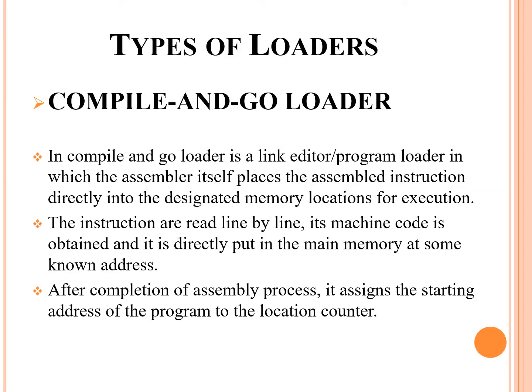Now coming to the types of loaders. The first one is the compile and go loader. In a compile and go loader, which is a link editor or program loader, the assembler itself pastes the assembled instructions directly into a designated memory location for execution. The instructions are read line by line, and the machine code is obtained and directly put into main memory at some known address. After completion of the assembly process, it assigns the starting address of the program to the location counter.